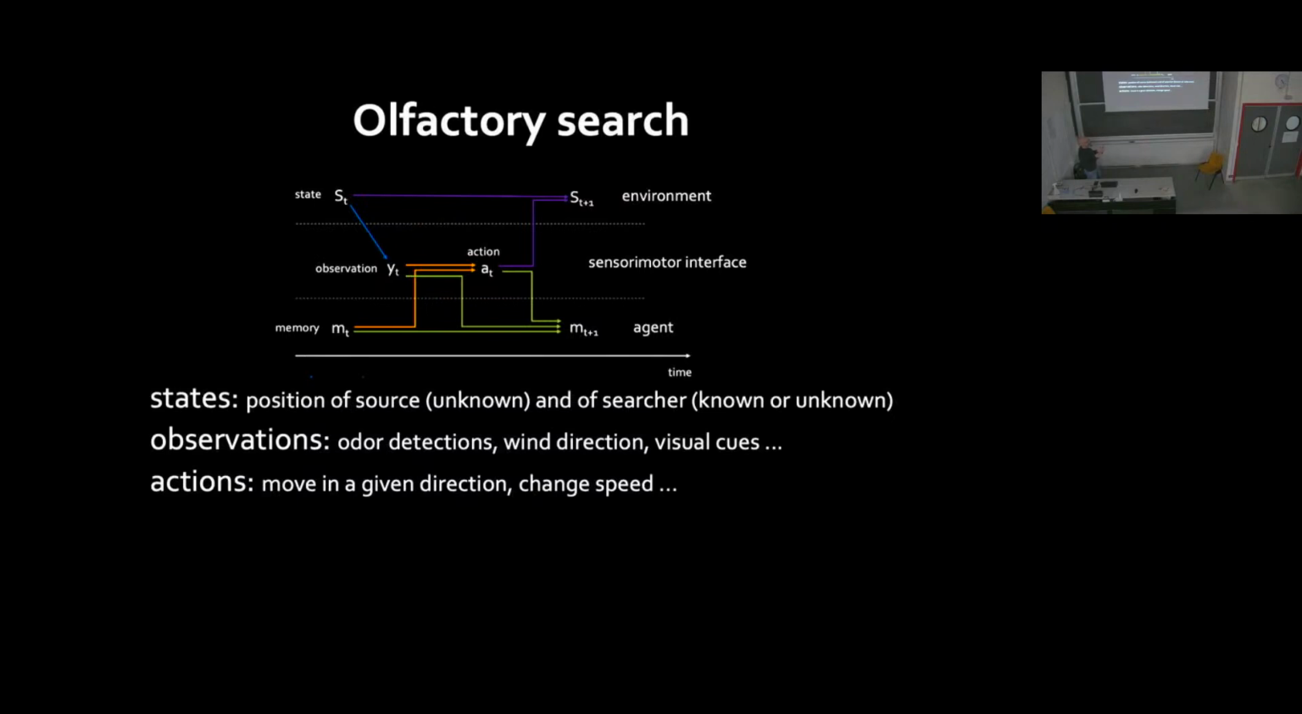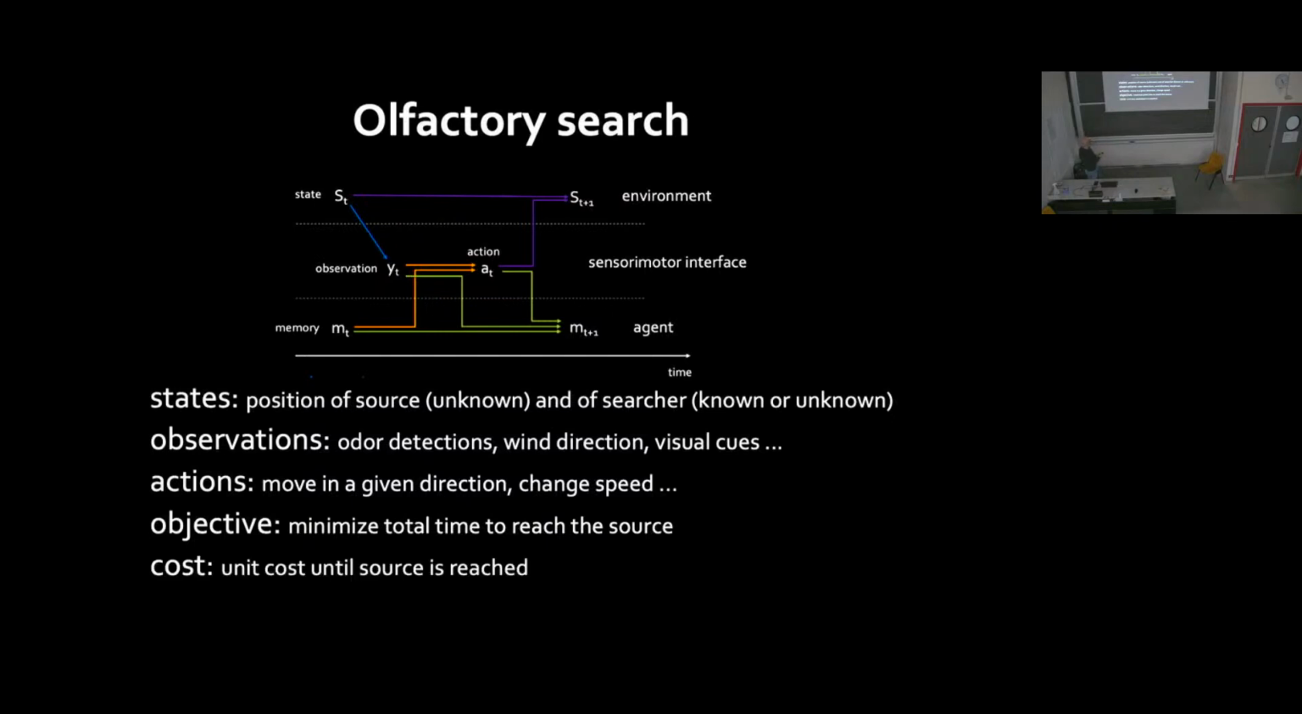Actions could be steer in one direction, accelerate, decelerate, change your motion accordingly. Okay, so these are common to all search processes, and in particular to olfactory search. The objective in this specific case is to minimize the time to reach the source in expectation. So it's a very simple task. Go there as fast as you can. The cost, which is just the per step objective, is a unit penalty every time the time goes by and you have not reached the source yet.